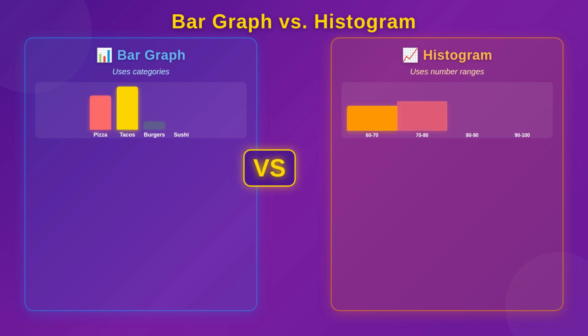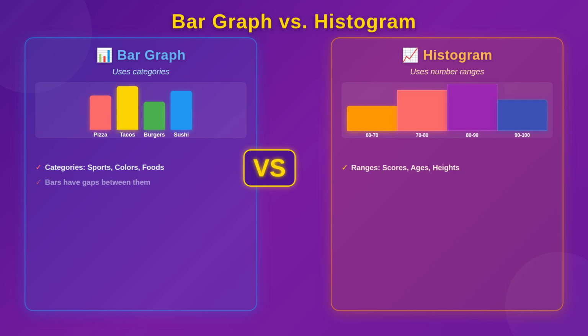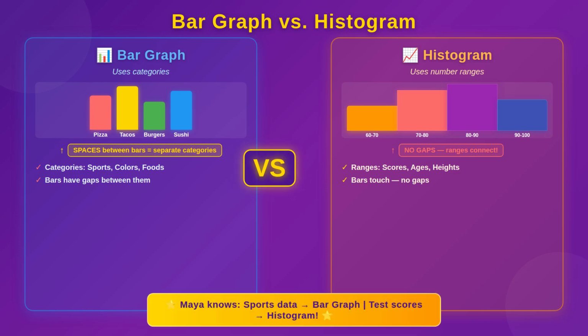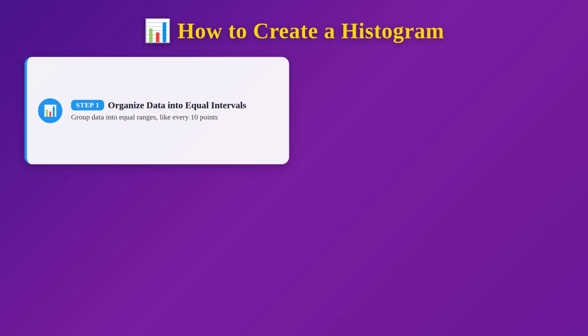Let's make this crystal clear with a comparison. Bar graphs use categories, things like sports teams, favorite colors, or types of pizza. Histograms use number ranges, like test scores from 60 to 100, or ages from 10 to 18. The bars in a bar graph have spaces because the categories are separate. Histogram bars touch because the number ranges connect with no breaks. Maya now knows sports data gets a bar graph, test score data gets a histogram.